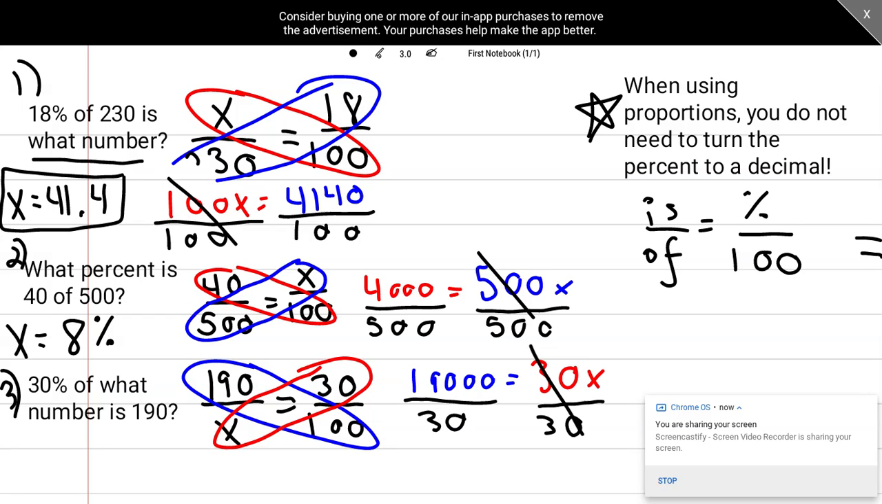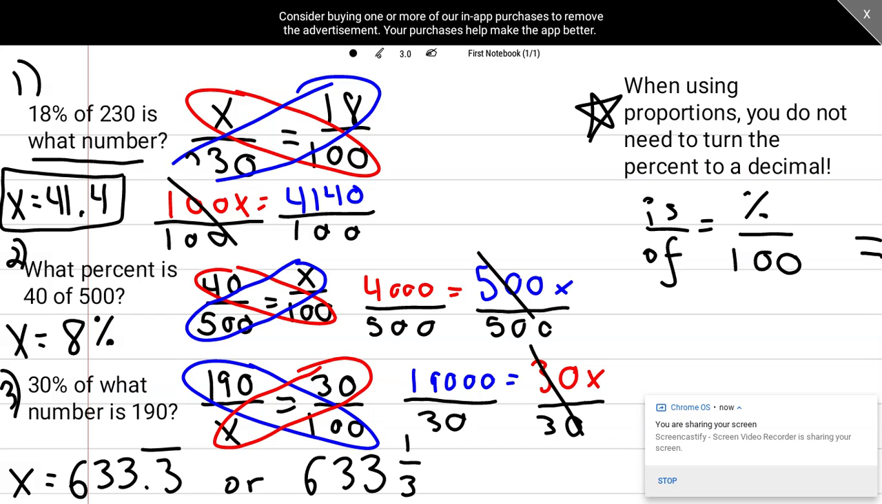So when I do this, I get 2 answers, and both mean the same exact thing. When I do this on the calculator, I get 633.3 repeating, or I could have 633 and 1/3. Both answers are exactly the same. They mean the same exact thing. The information is just presented a little bit differently.